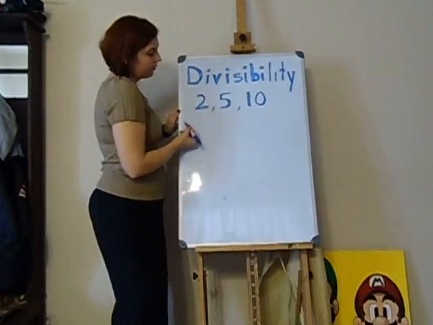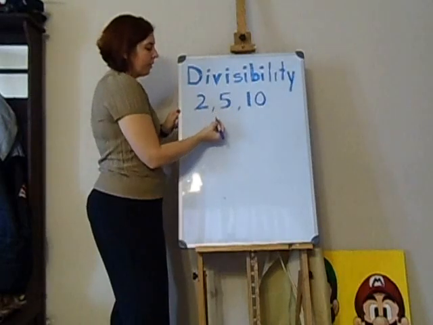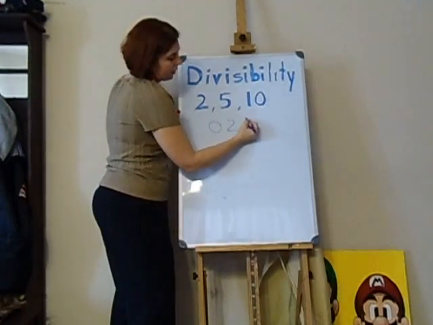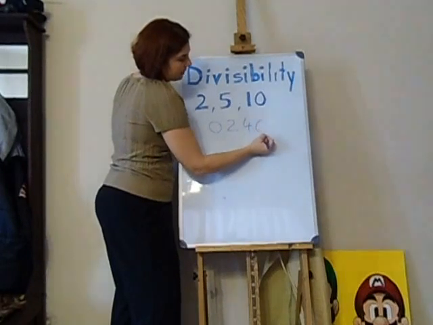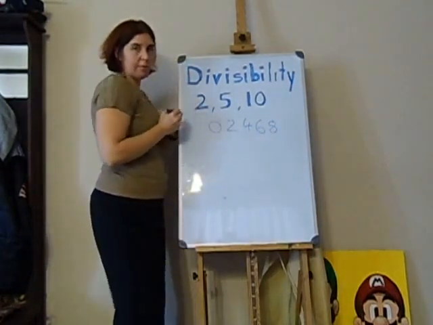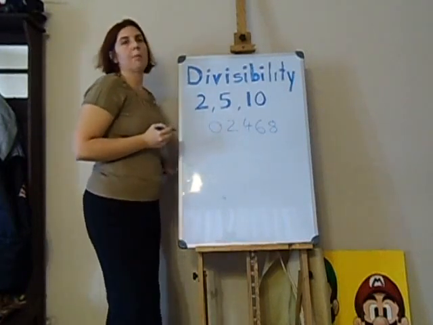The number 2. Any number that ends with a 0, a 2, a 4, a 6, and an 8 will be divisible by 2. Well, let's do an example for that.